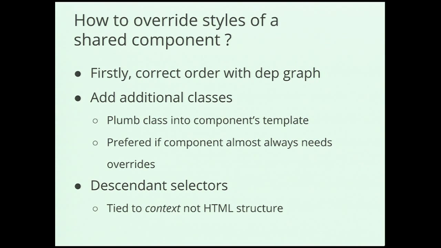If the component is going to be mostly overridden in almost every context it's used, then we think it's better to simply add an additional class. And this means that the overriding context has to plumb the additional class into the component's template. But this is fine because it's essentially exposing an API for the override. The other way we do this is with descendant selectors. And this is still fine, because we're not really tying this to some predefined HTML structure, per se. We are tying it to a context.